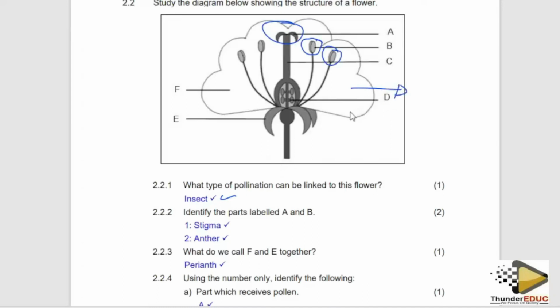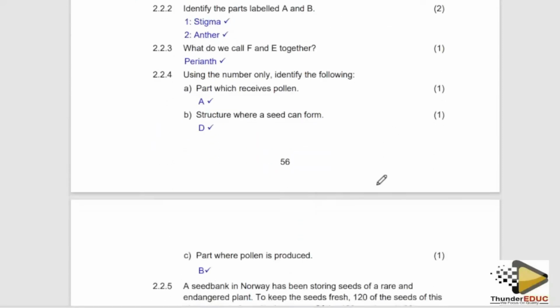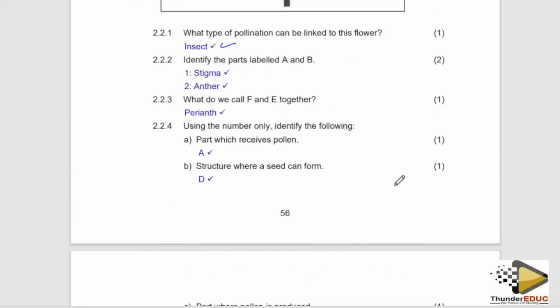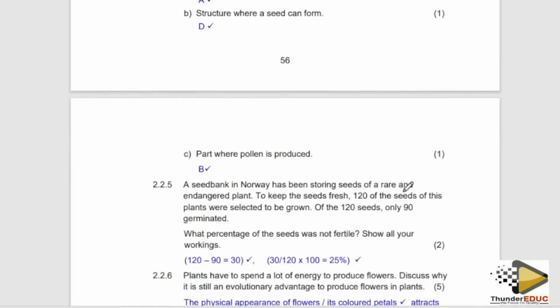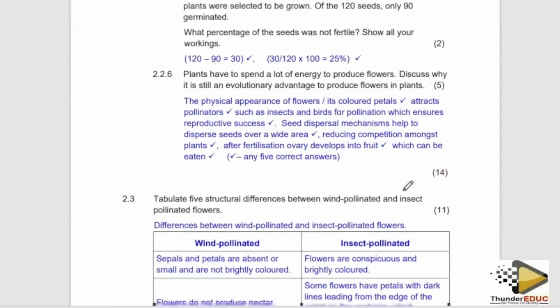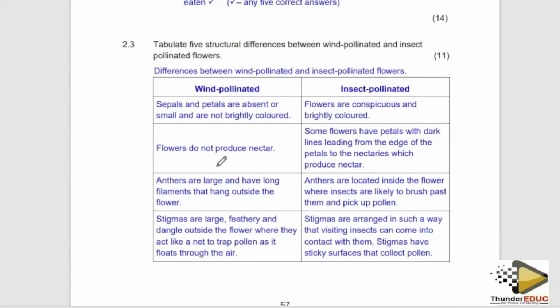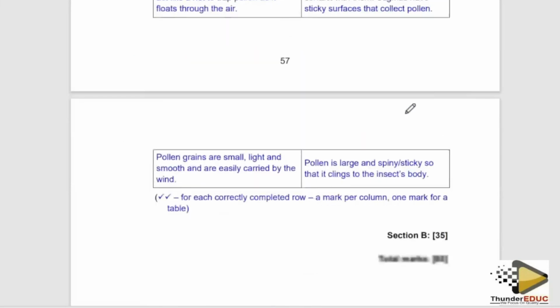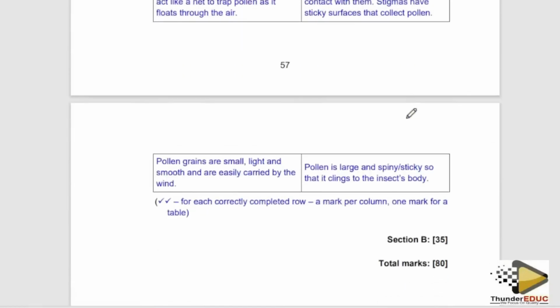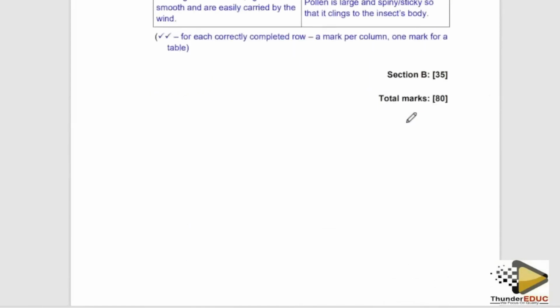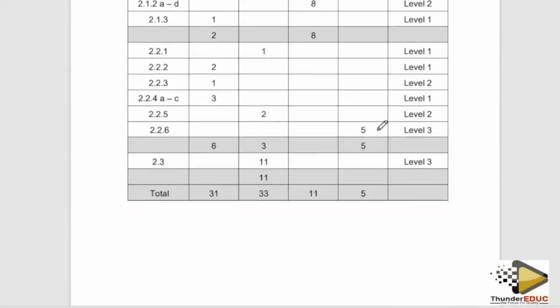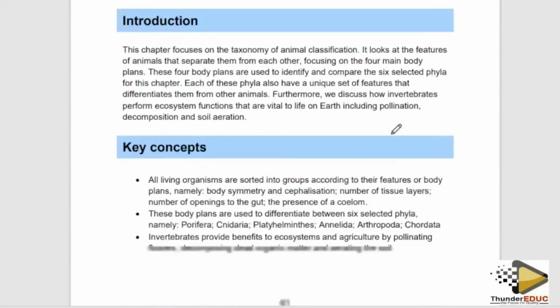Don't forget the brightly colored petals. If you check the other flower I showed you, it's brightly colored. So we have some characteristics which we are supposed to look at to classify whether it's a wind-pollinated flower or an insect-pollinated flower. So I'm not going to go through the questions. So at least go when you know that. So I think I'm done with that. Now we are going to the next question.